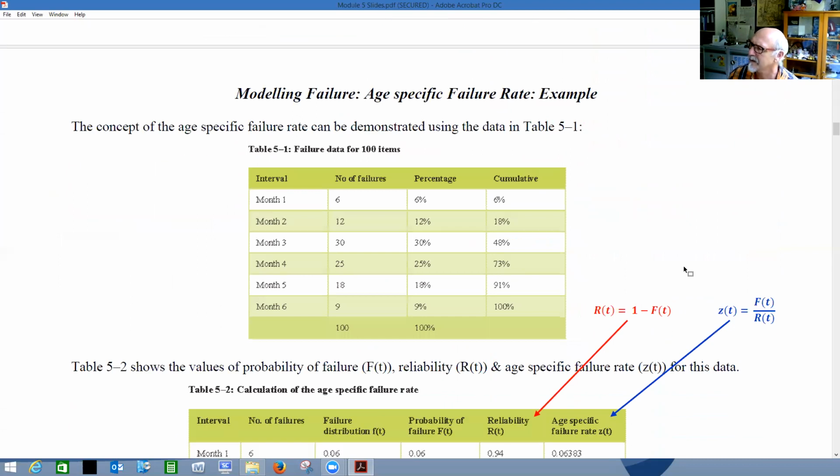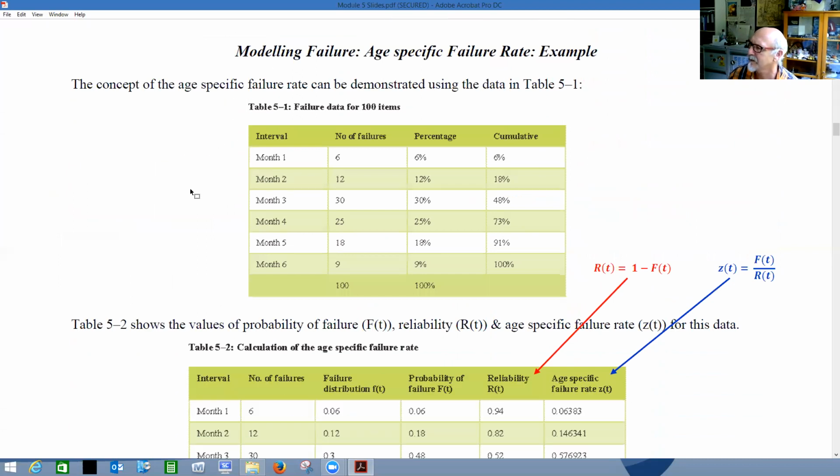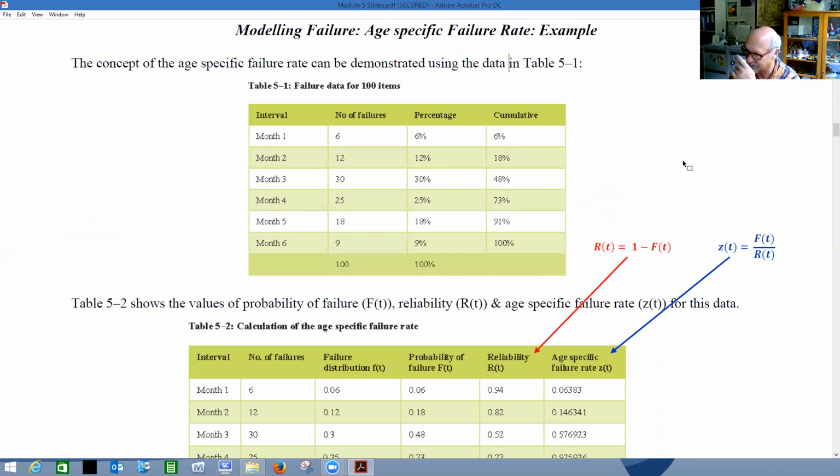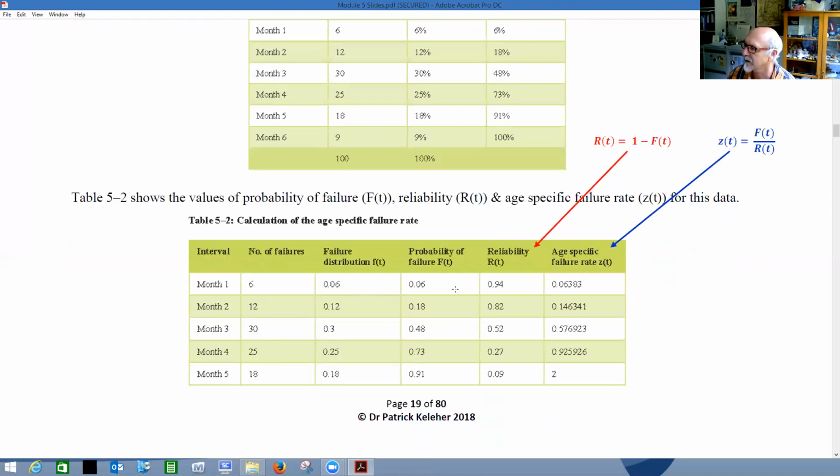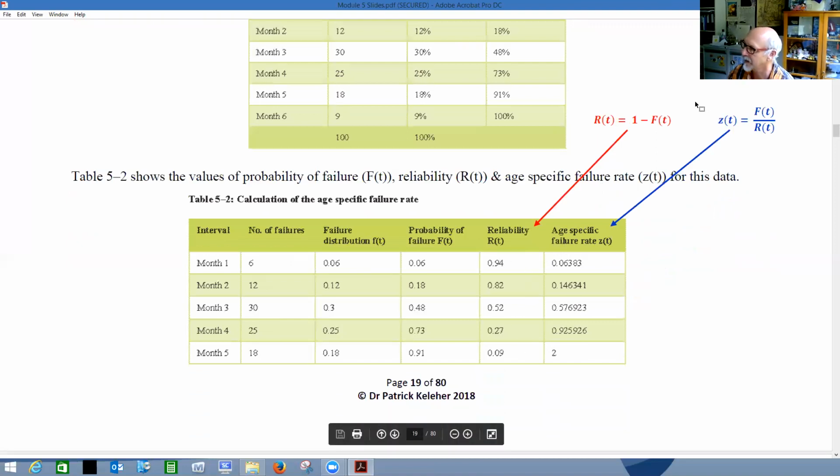So again, looking at that data that we saw beforehand for those 100 items, we can start to analyze this data for not just fail rates, but also for reliability. You can do that little calculation as you saw, and also for age-specific fail rate. If you do that calculation by following that little formula, you should get these values here for both the age-specific fail rate and the reliability.